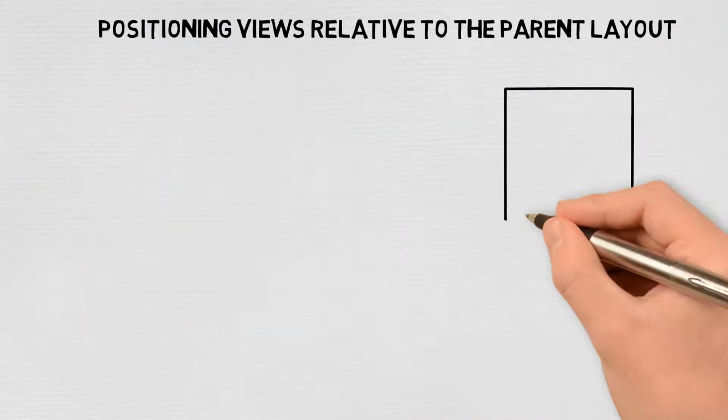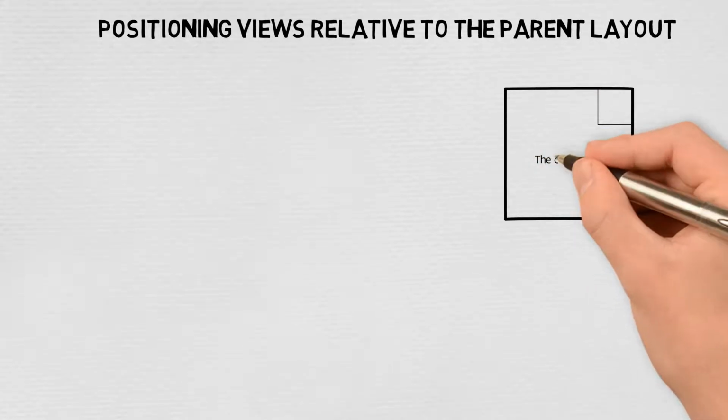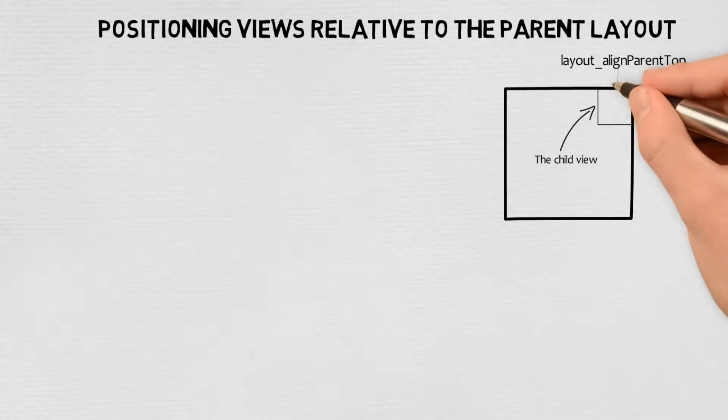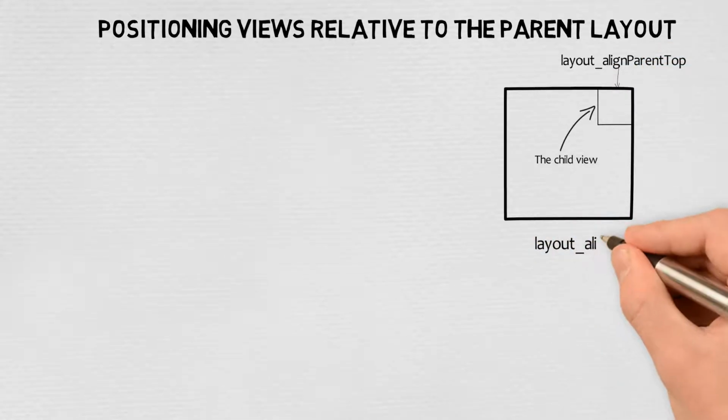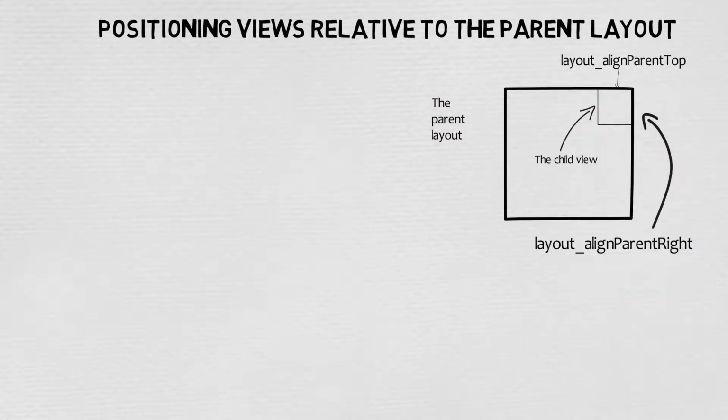Today we'll be talking about positioning views relative to the parent layout and some of the most common attributes. When you use a relative layout, you need to tell Android where you want its view to appear relative to other views in the layout or to its parent. A view's parent is the layout that contains the view. If you want a view to always appear in a particular position on the screen, irrespective of the screen size or orientation, you need to position the view relative to its parent.